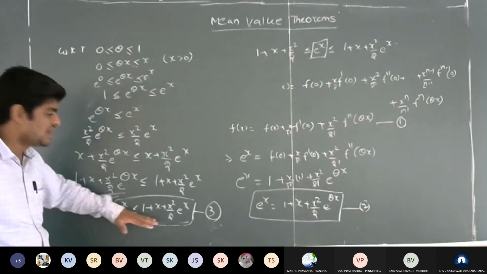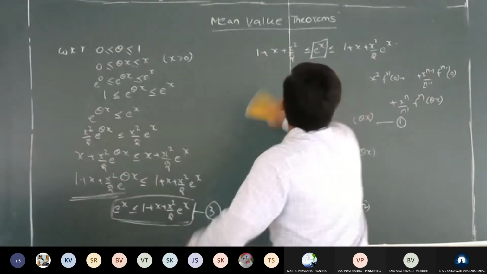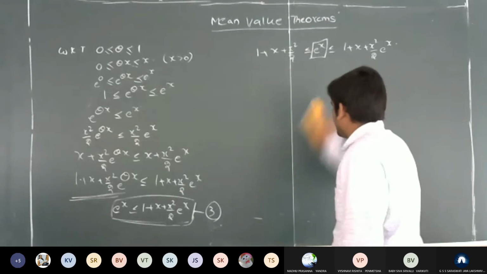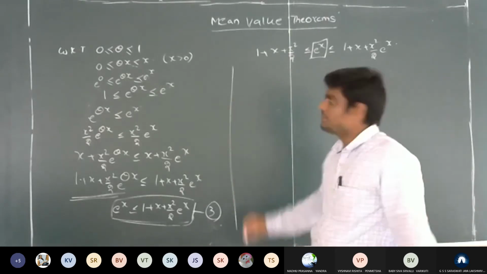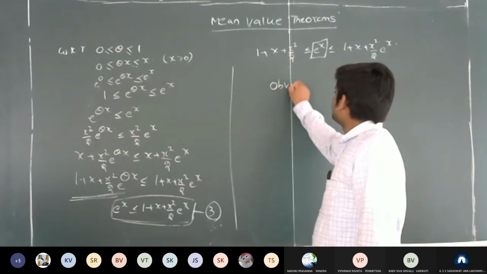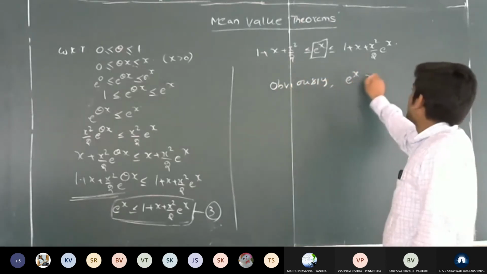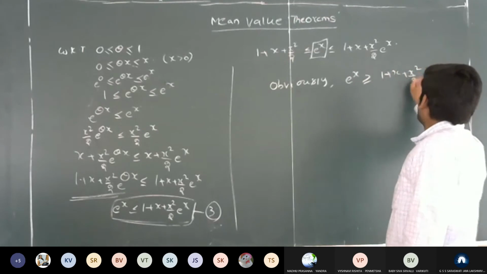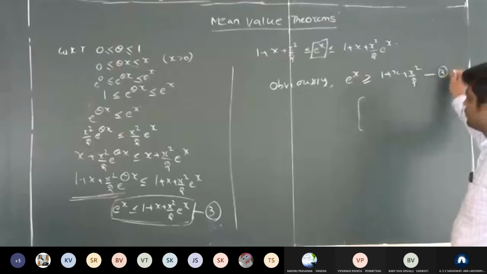From equation number 2, now we have to prove that e power x is greater than or equal to 1 plus x square by 2. But it is an obvious result. Why? Because obviously, e power x is greater than or equal to 1 plus x square by 2. So we will check. Call it equation number 4.